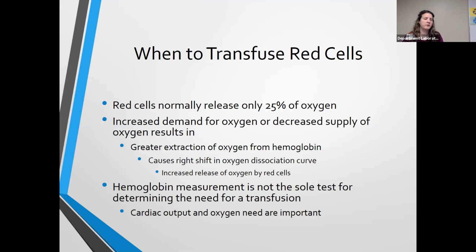Your red cells normally release about 25% of oxygen, again that oxygen dissociation curve. There are times you have increased demands of oxygen or decreased supply of oxygen, and that would result in greater release of oxygen from the hemoglobin molecule. Again, that would be indicated by a right shift in the dissociation curve.